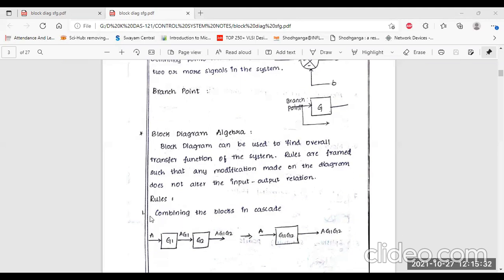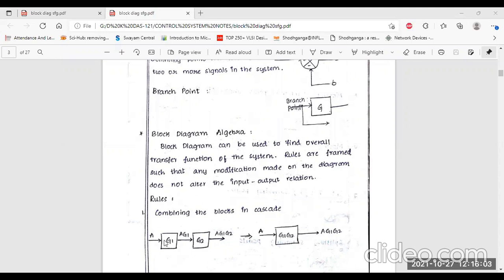Number one, combining the blocks in cascade format. Cascade means two or more blocks, two or more signals, attachable as one system. This is called the cascade system. Here you can see this is the first controller, G1. Another one is G2, the second controller.